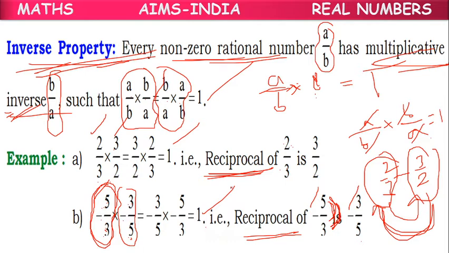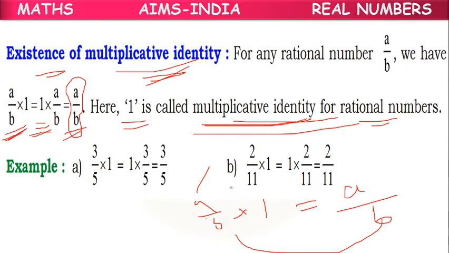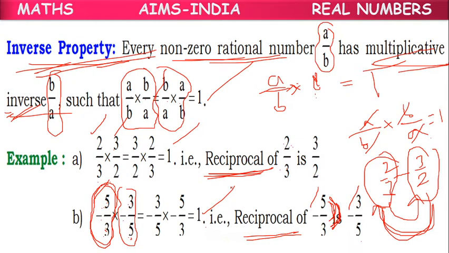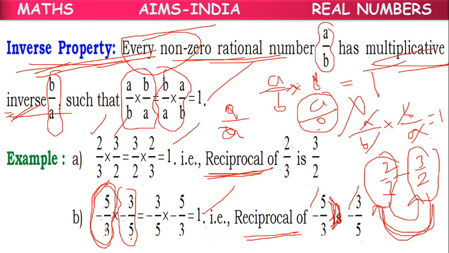So in multiplication, we have an identity element, which is 1, and we have an inverse element, which is the reciprocal of the given rational number. But the rational number should be a non-zero rational number, because if a by 0 or 0 by a is there, when we reverse it, it will become a by 0. In the denominator 0 means its value does not exist. That's why we say non-zero rational number.